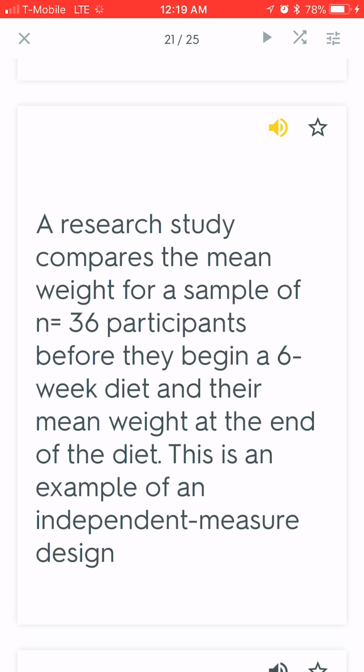A research study compares the mean weight for a sample of n equals 36 participants before they begin a 6-week diet and their mean weight at the end of the diet. This is an example of an independent measures design. False.